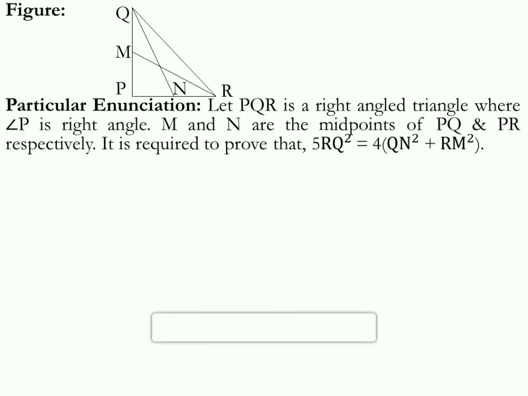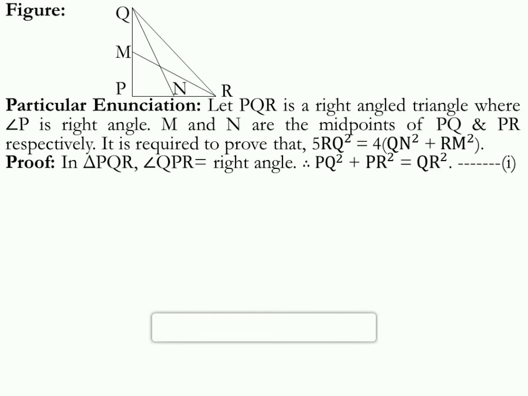So let us see the figure at first. Here is the figure. PQR is a triangle, N is the midpoint of PR and M is the midpoint of PQ. So let us start the particular enunciation. Let PQR be a right angle triangle where angle P is a right angle. M and N are the midpoints of PQ and PR respectively. It is required to prove that 5RQ square equals 4 into QN square plus RM square. We don't need any construction here, so let us start from the proof.